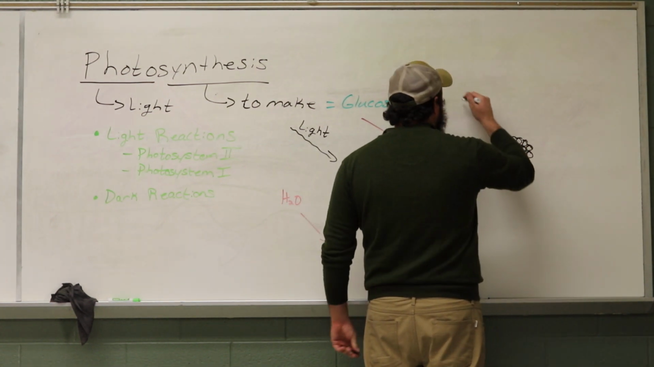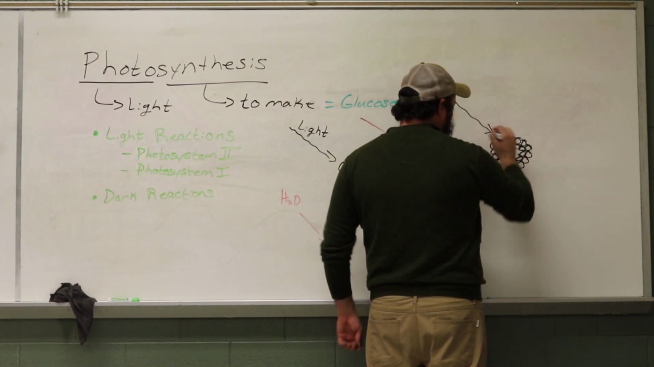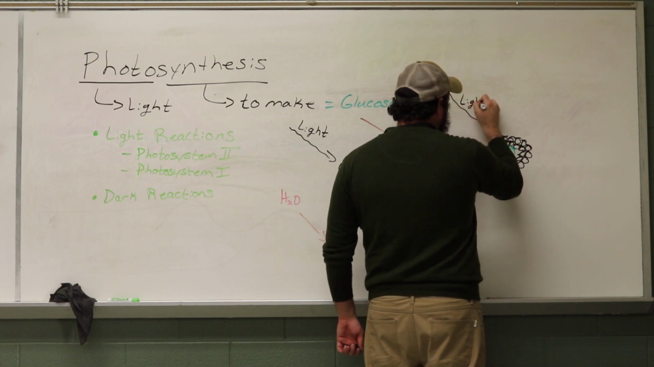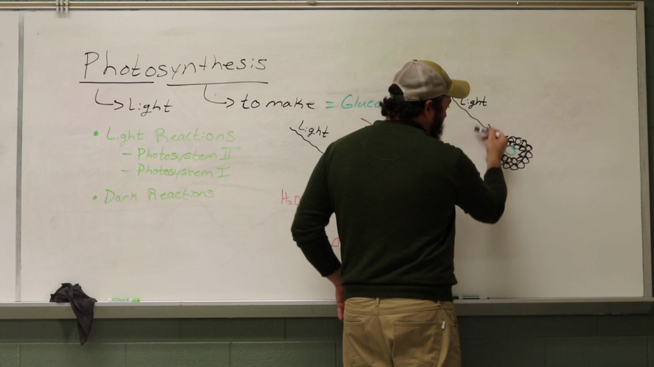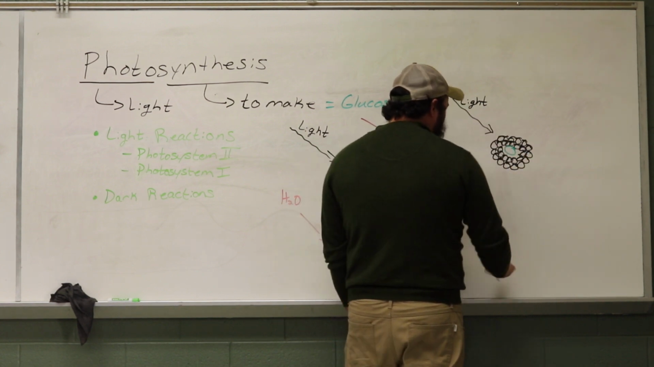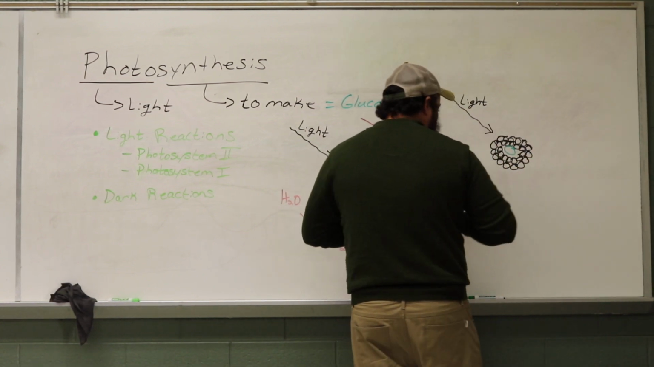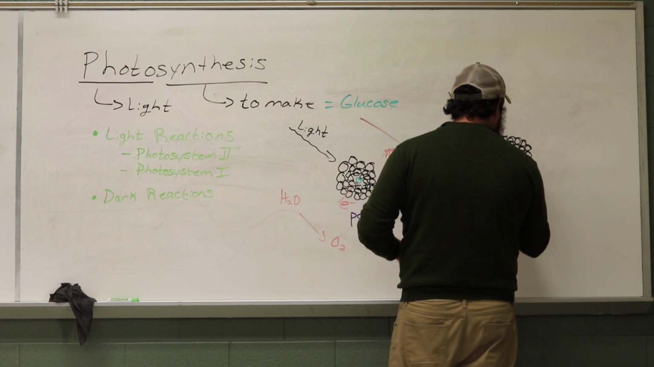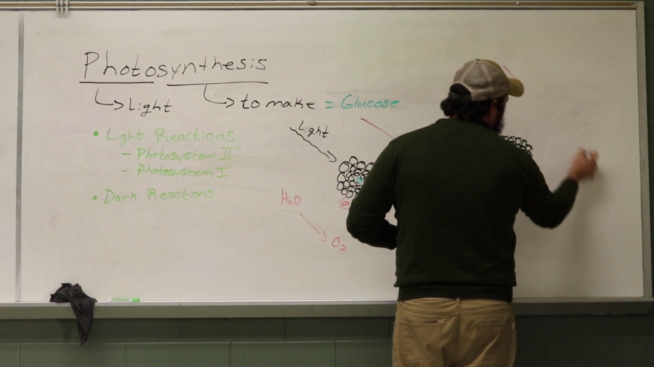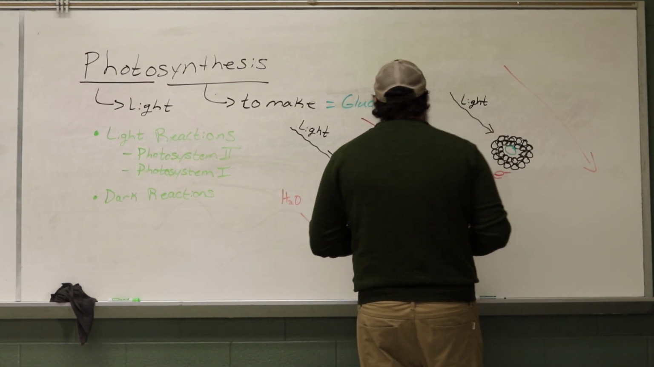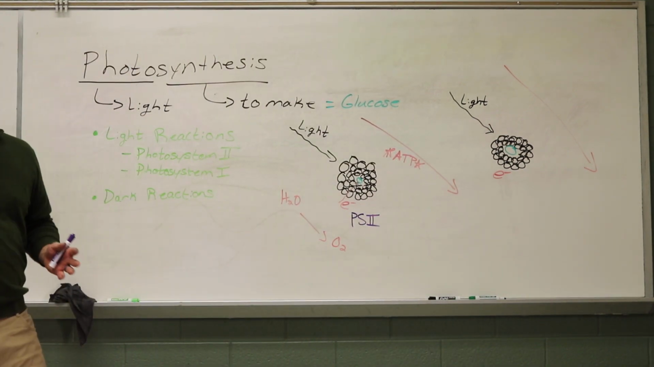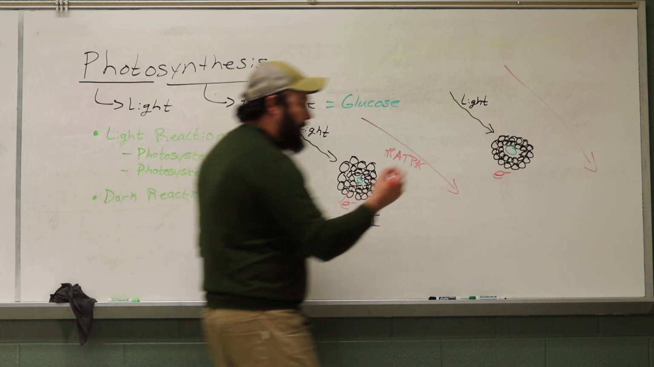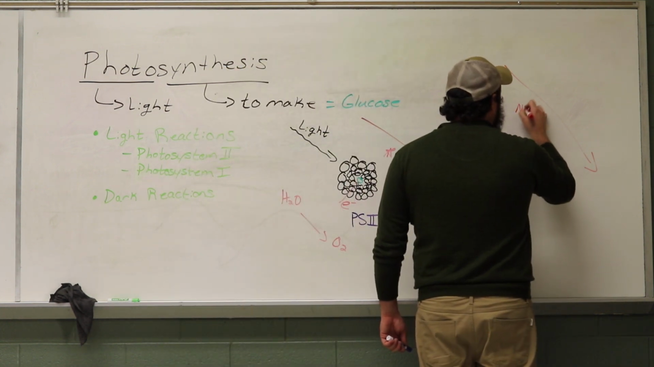So again, light comes in here. So that's light. Those antenna pigments are directing light to the reaction center. The reaction center takes those electrons and supercharges them up, okay? They fall down, just like a while ago. But instead, here, we do not make ATP. What we make here is something called NADPH.